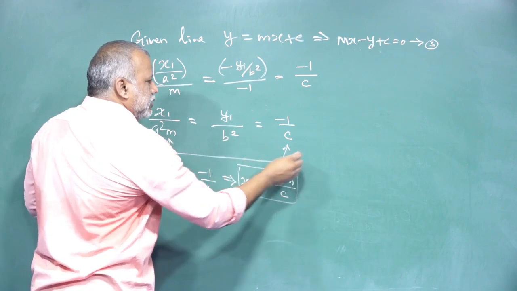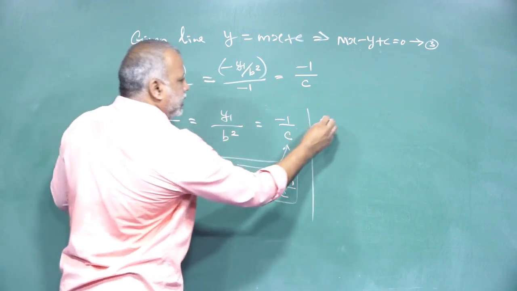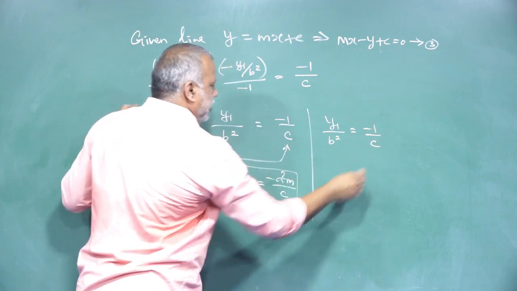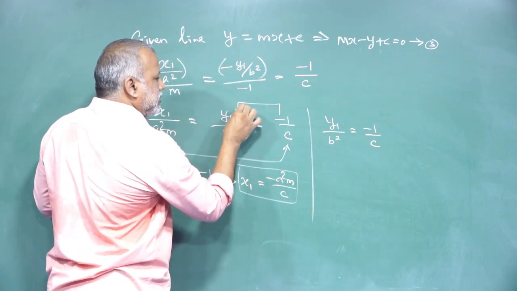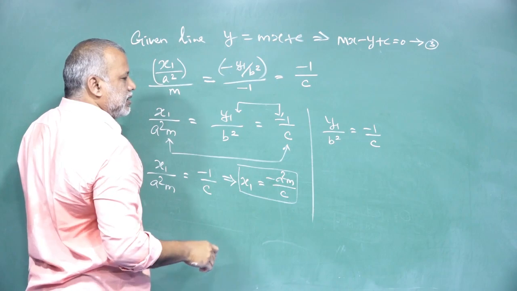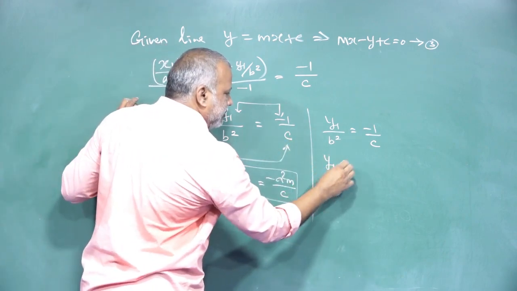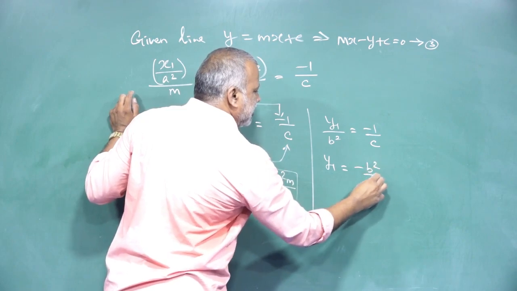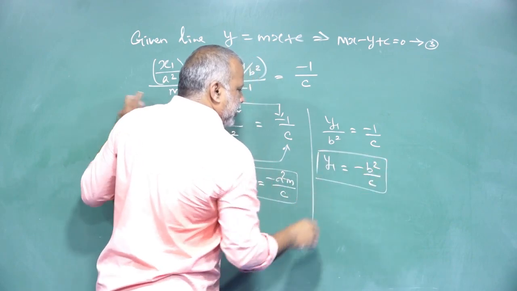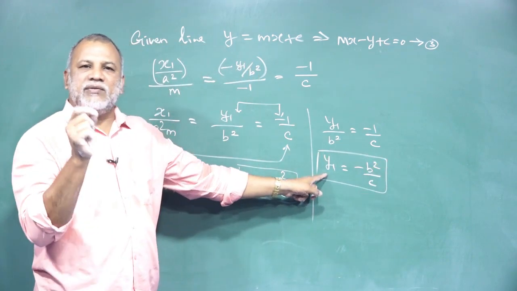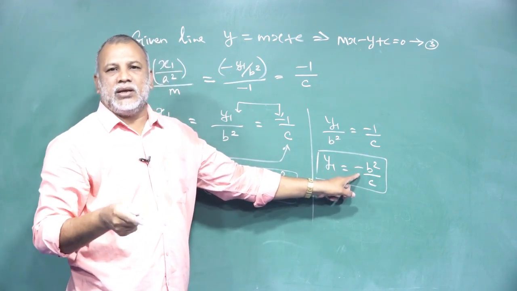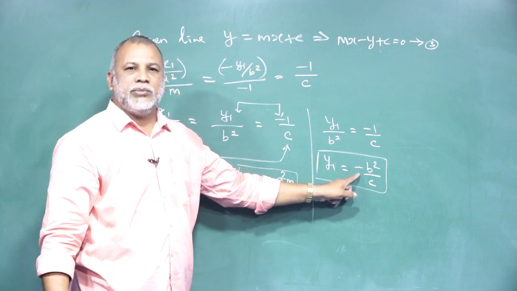Compare this one. From this, we are able to compare y1 by b squared equal to minus 1 by c. Comparing the second and last, from this I can find the value of y1, minus b squared by c. When comparing with the ellipse, we are having a small difference. See, in your ellipse you can get the positive symbol here. Here you can get the negative symbol.